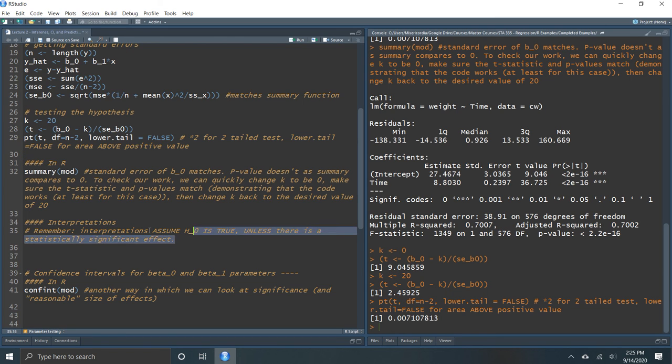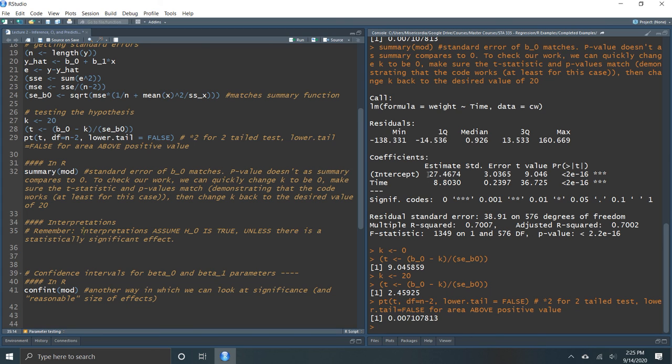So recall for interpretations that first what we do is we look at statistical significance. Now, if these indicated no statistical significance, that is, the p-value was greater than alpha, that isn't the case here, but just if they did, then what we would say is that time is unrelated to the weight of the chicken and that the intercept doesn't have enough evidence to conclude it's different than 0.